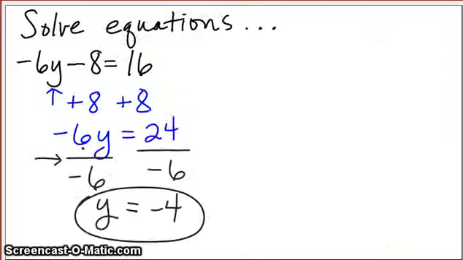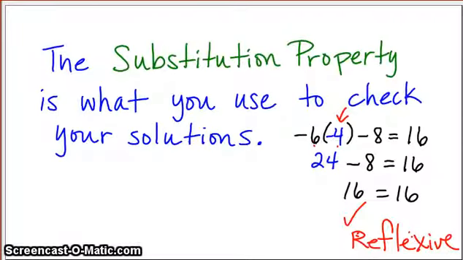This equation, negative 6y minus 8 equals 16. So here's my negative 6. Here's my y. Minus 8 equals 16. My arrow is showing you where I have substituted in the negative 4. So negative 6 times negative 4 gives me a positive 24, minus the 8 equals 16. 24 minus 8 gives me 16. So 16 equals 16. That is a true statement.